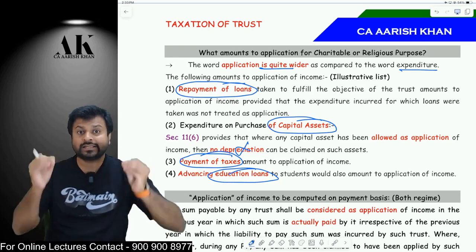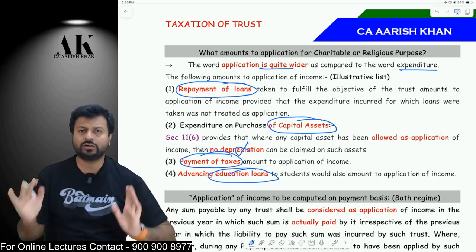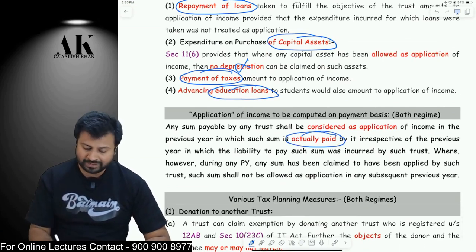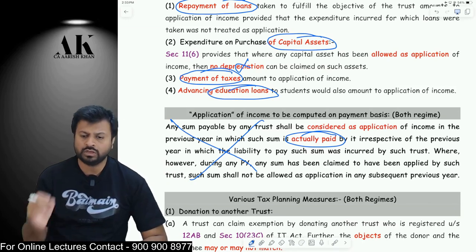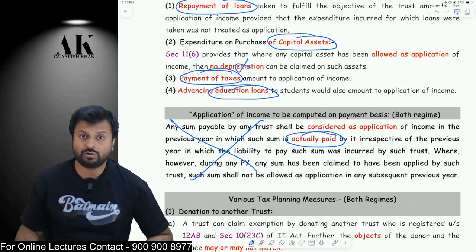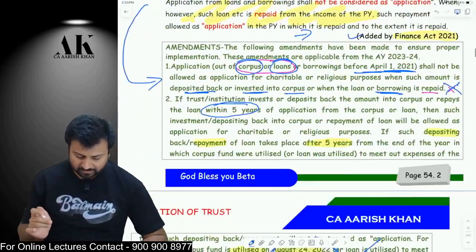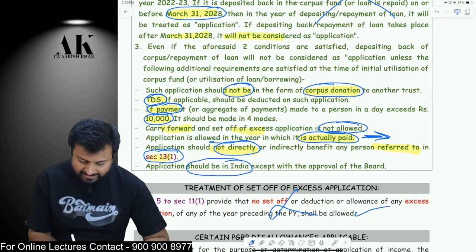Okay, application is a very wide term. Any money which you apply for the objects of the trust is considered an application, but there is one condition over here: the application will be allowed only on payment basis, not on accrual basis. This amendment was made by Finance Act 2022, which says that application will only be allowed on payment basis and not on accrual basis. So you have to pay that. That's what was written here also. Here also it was written that it will be allowed only on paid basis. That's the reason it is written.